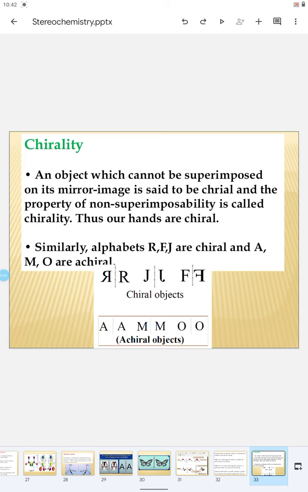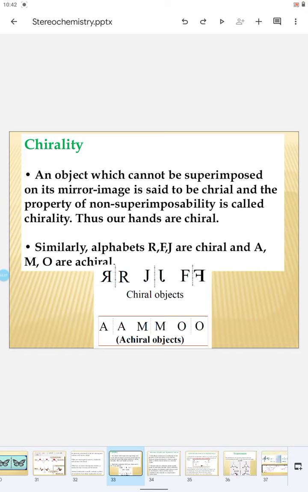An object which cannot be superimposed on its mirror image is said to be chiral, and the property of non-superimposability is called chirality. Thus, our hands are chiral. Similarly, alphabets R, F, J are chiral and A, M, O are achiral.